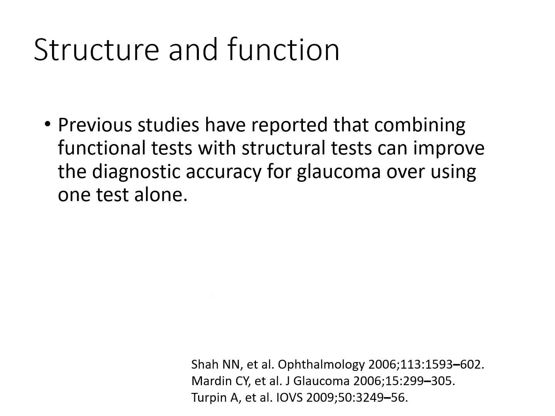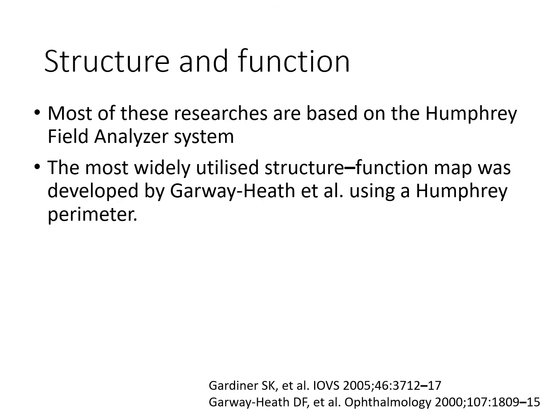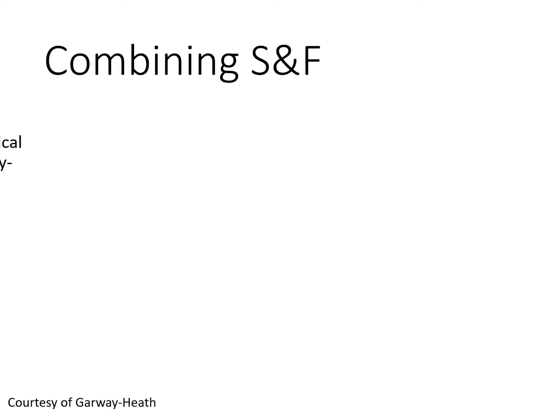Previous studies have reported that combining functional tests with structural tests can improve the diagnostic accuracy for glaucoma over using one test alone. Most of this research is based on the Humphrey visual field system, and the most famous structure-function map was developed by Gary Eve using Humphrey perimetry.